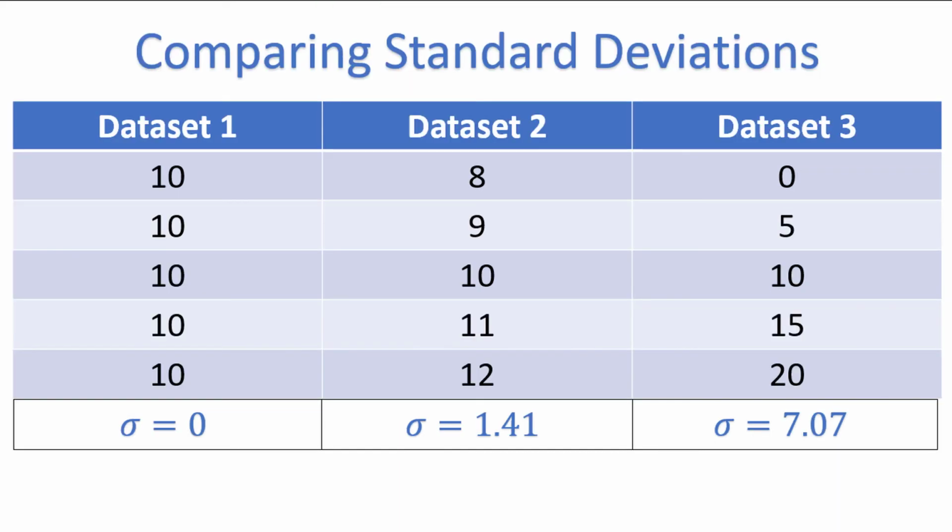We can compare this number to our two other data sets from earlier. It shouldn't be a surprise that the first data set with all tens has a standard deviation of 0. The second data set has a standard deviation of about 1.41. So we see that data sets that are more spread out, like the third one, have higher standard deviations, whereas data sets that are closer together, like data sets 1 and 2, have lower standard deviations.